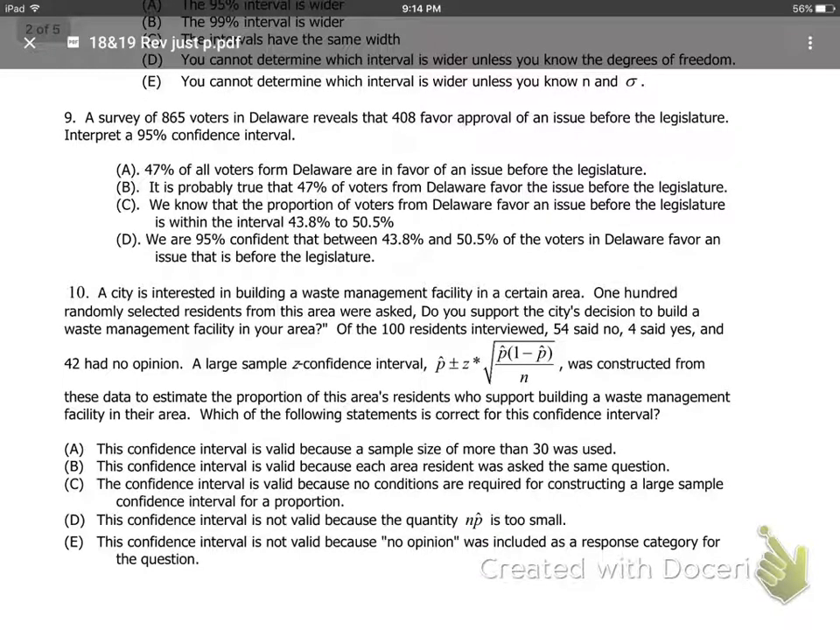Okay, number 9 is just another way to say what is meant by a confidence interval. And 408 divided by 865 does equal 0.47. All right, but just because that's my p hat doesn't mean that they all are in favor. And it's probably true. No. Okay, remember, we don't know anything. The answer is D. We are 95% confident that between these two percentages of voters in Delaware favor an issue before this legislature. That's the answer to D.